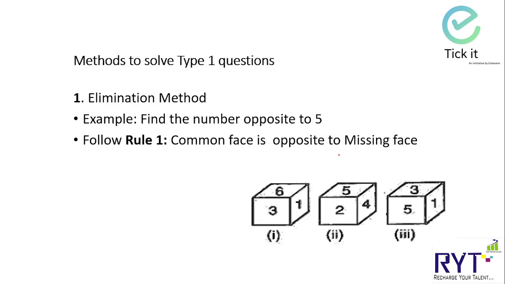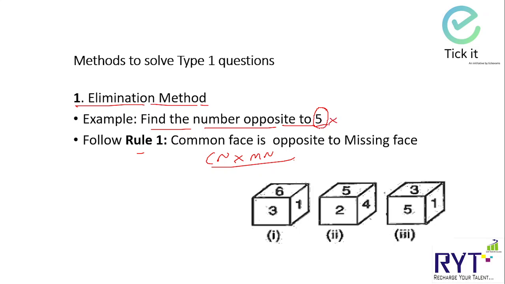How do we solve these questions? The first method is the elimination method. For example, the question will be something like this: find the number opposite to 5. Now I will apply rule 1: common number is opposite to missing number. I have to observe the number asked in the question. The number mentioned in the question is number 5, and I need to find what is opposite to it.